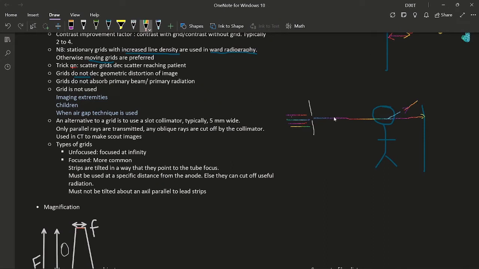But the problem is we are using a very narrow beam. So if you want to cover the entire patient, it takes a lot of time. So in normal cases, it's not very practical.